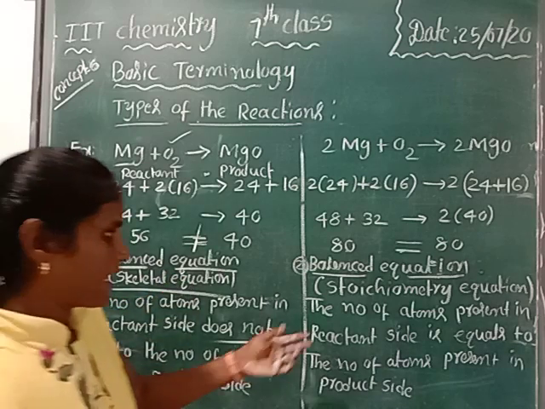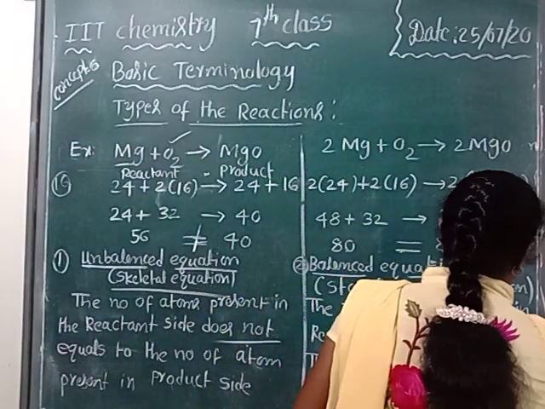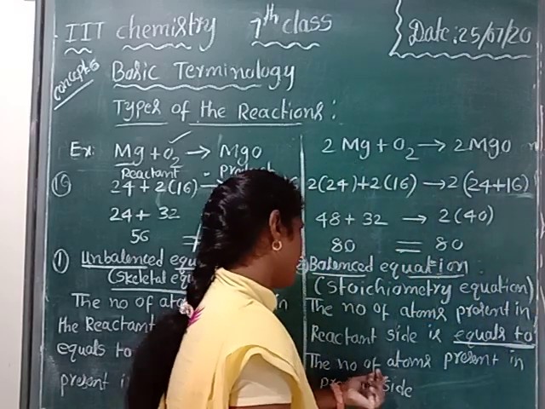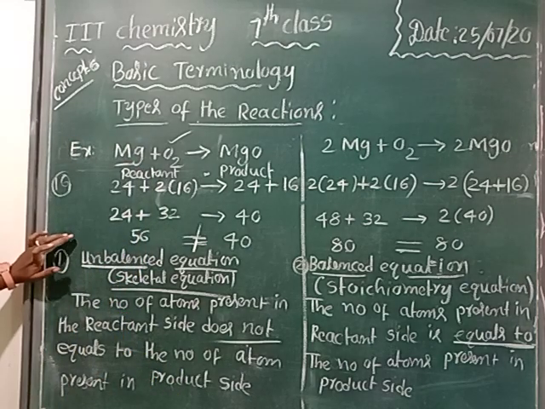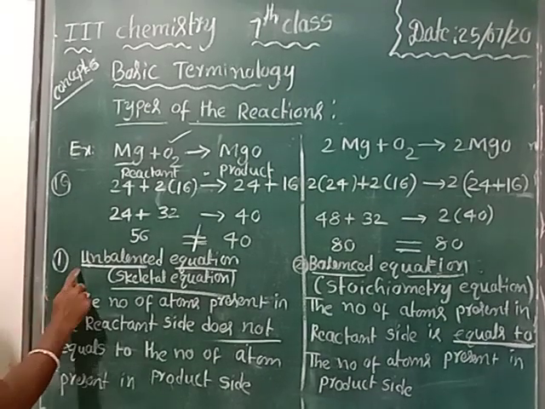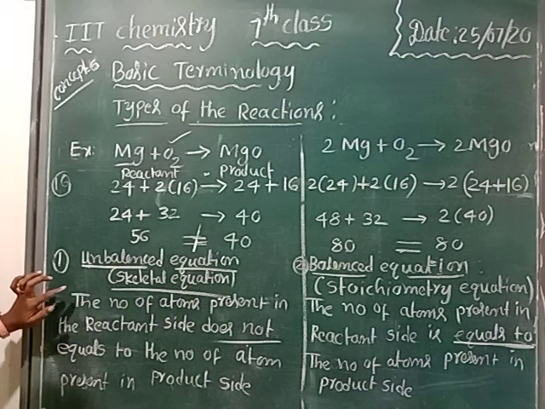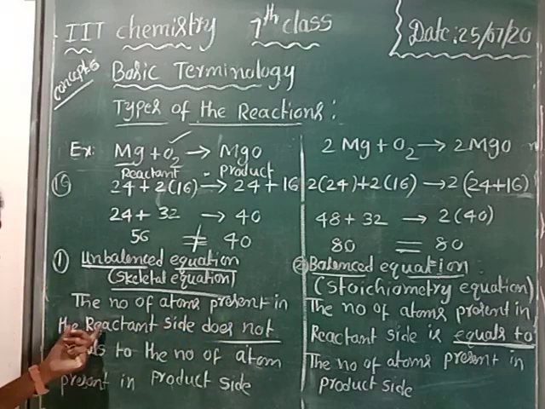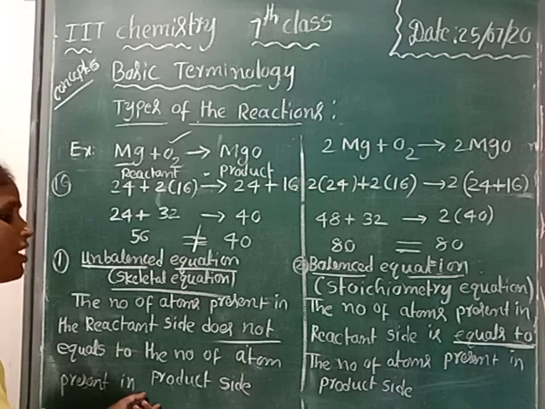What is the definition of a balanced equation? The number of atoms present in the reactant side is equal to the number of atoms present in the product side. What is the definition of an unbalanced equation, children? Its another name is skeletal equation. The number of atoms present in the reactant side does not equal the number of atoms present in the product side. This is the definition of an unbalanced equation.